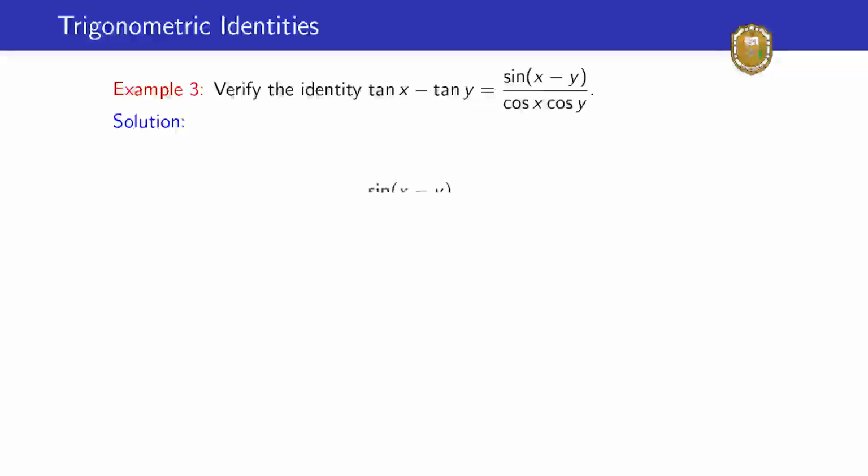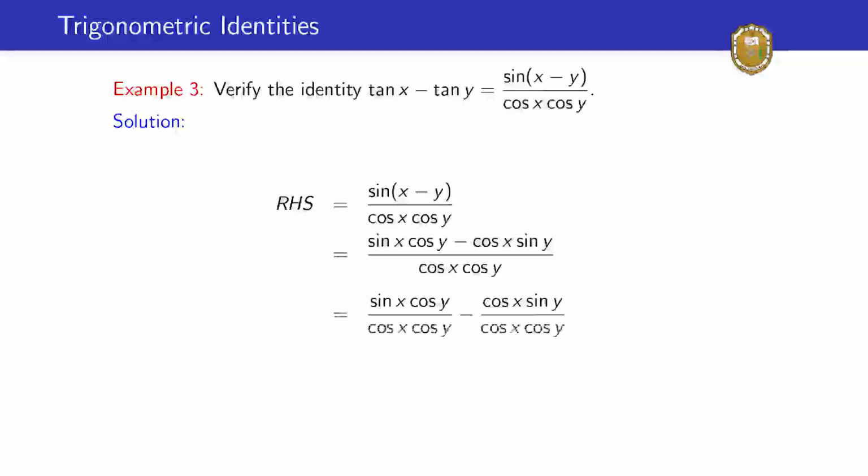So the right-hand side is equal to sin(x - y) over cos x cos y. Now we apply this formula for sin(x - y) at the numerator to get sin x cos y - cos x sin y, and the denominator is cos x cos y. We separate these two. We write this as sin x cos y divided by cos x cos y, minus cos x sin y divided by cos x cos y, and this simplifies to sin x over cos x minus sin y over cos y, and this is just tan x - tan y, which is equal to the left-hand side. So the left-hand side is equal to the right-hand side.